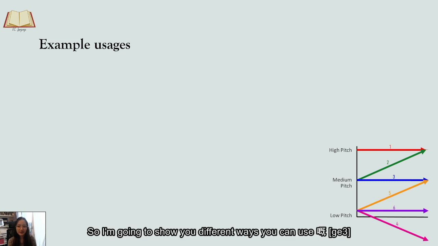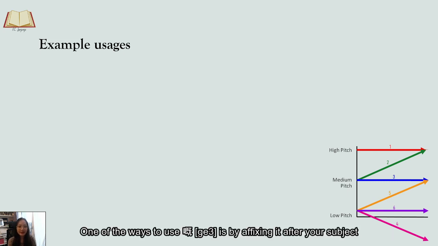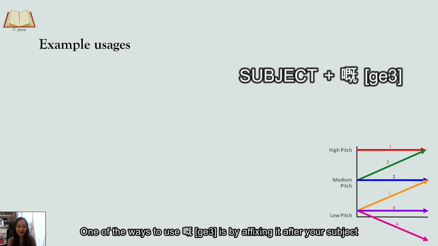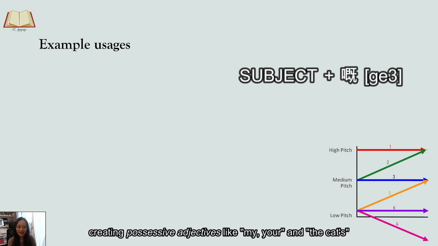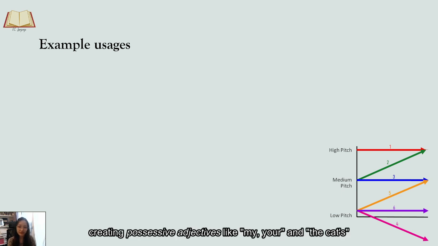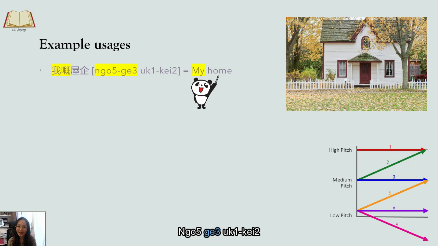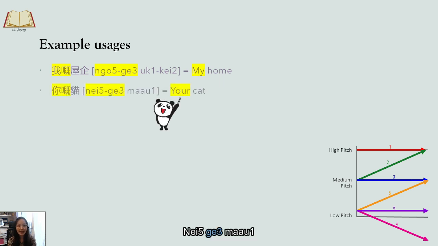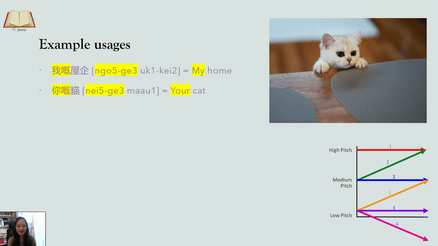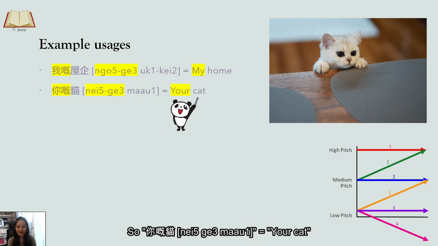Okay, so I'm going to show you different ways that you can use ge. One of the ways to use ge is by affixing it after your subject, creating possessive adjectives like my, your, and the cat's. So that is what I was talking about, possessive adjectives. Here are some examples. Ngo ge ok, my home. Ok means home. Lei ge mao, your cat. Mao means cat. So lei ge mao, your cat.